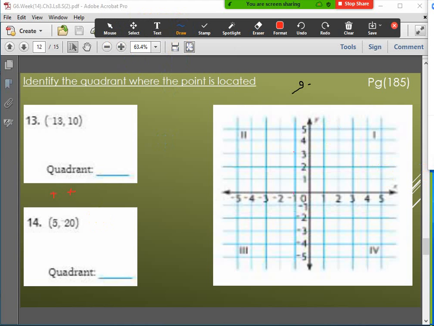Okay, who didn't answer? Jana, you answered? Jana Farid, you answered? Okay, (-13, 10). Look at this point. In which quadrant is this point?